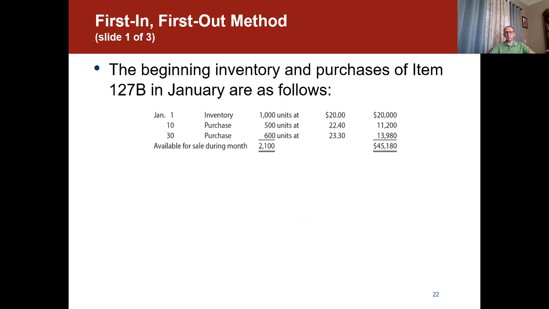And I'm just telling you, it's much easier. So here we're applying the first in, first out method, assuming that we have a periodic inventory system. The beginning inventory and purchases of item 127B, which is just a code for an item, in January are as follows. We have the beginning balance of 1,000 units at $20 each. Then we have a purchase of 500 units at $22.40, and then a purchase of 600 units at $23.30. That made the units available for sale during the month 2,100, which is the total of these numbers. And the total of beginning inventory and purchases is $45,180. We call that the cost of goods available for sale.